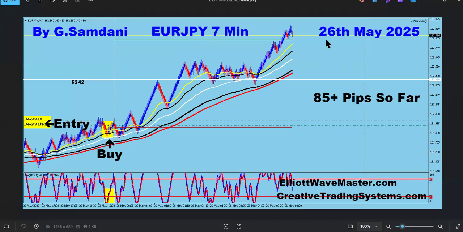So this is for 85 pip, from here. This was the entry as well, but maybe because of the threshold or something, it did not take it. But this was a perfect entry, right? So this one, the EA took it, and it made 85 pip.